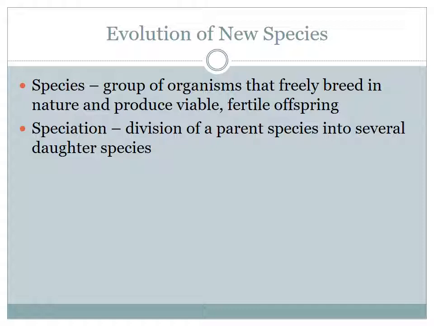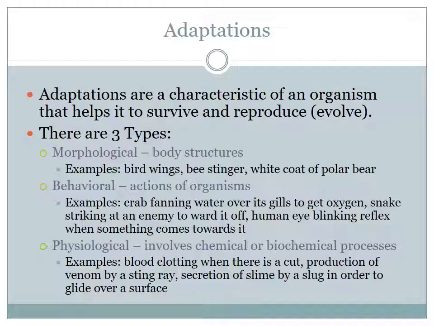So from adaptive radiation, that's a result of natural selection, we end up with new species. A species is a group of organisms that freely breed in nature and produce viable, fertile offspring. So at this point, a polar bear and a black bear could not mate anymore, but they do share that common ancestor. Because of speciation, and that's where the division of a parent species breaks off into several different daughter species. So again, with the bears, there was a common ancestor that broke off into the brown bears and the black bears and the Kodiak bears and the polar bears and all the bears of North America, because they separated enough that they created a new species.